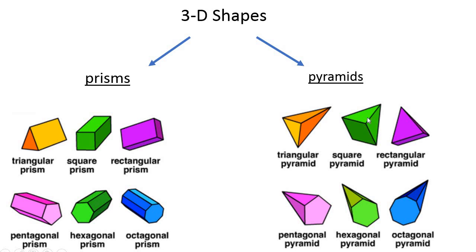The base has four sides, so we call it square. The base has four sides, but it's not equal in edge length, so we call it rectangular. Here we have five sides, so we call it pentagonal. Six sides we call hexagonal, and eight sides we call an octagonal pyramid.